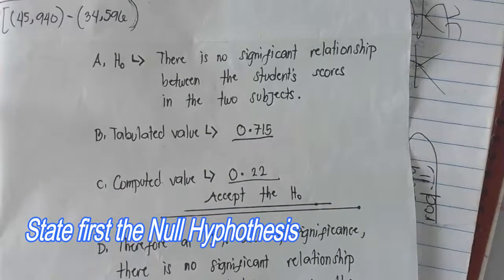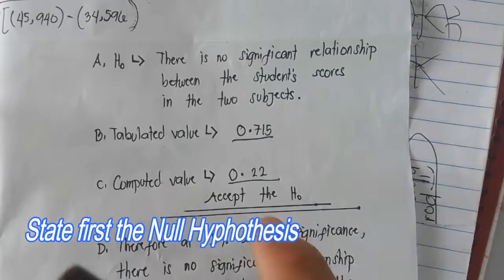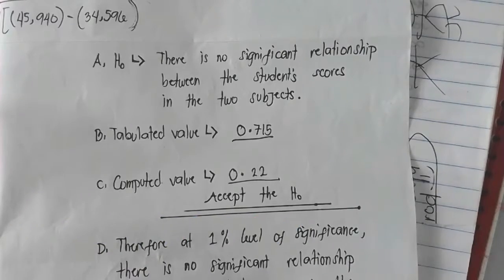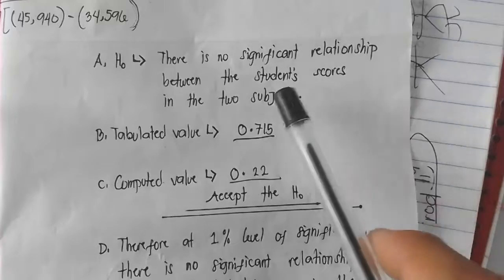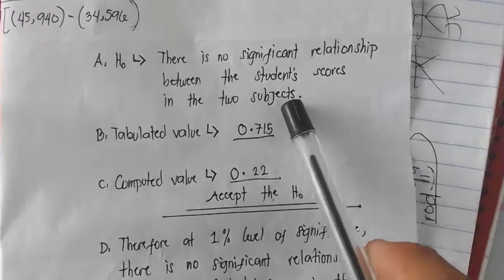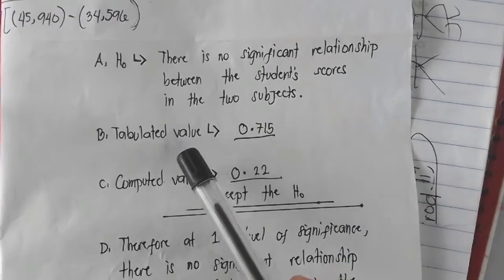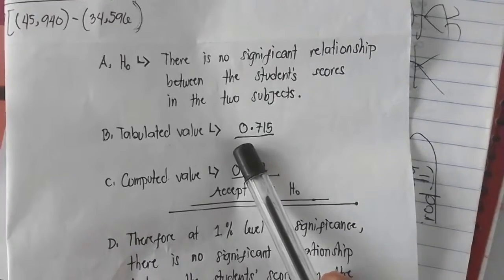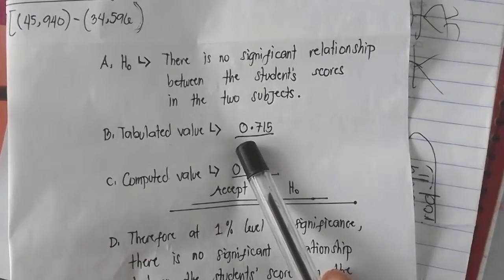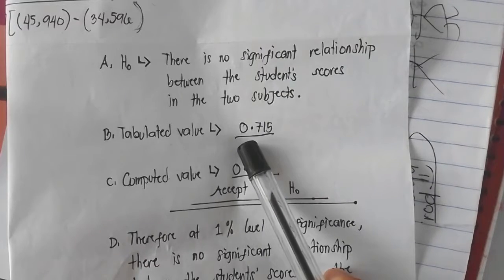Testing the hypothesis, first state your null hypothesis. Then our null hypothesis is there's no significant relationship between the student scores in the two subjects. Then compute for the tabulated value of R. In getting the tabulated value of R, degrees of freedom equals n minus 2.